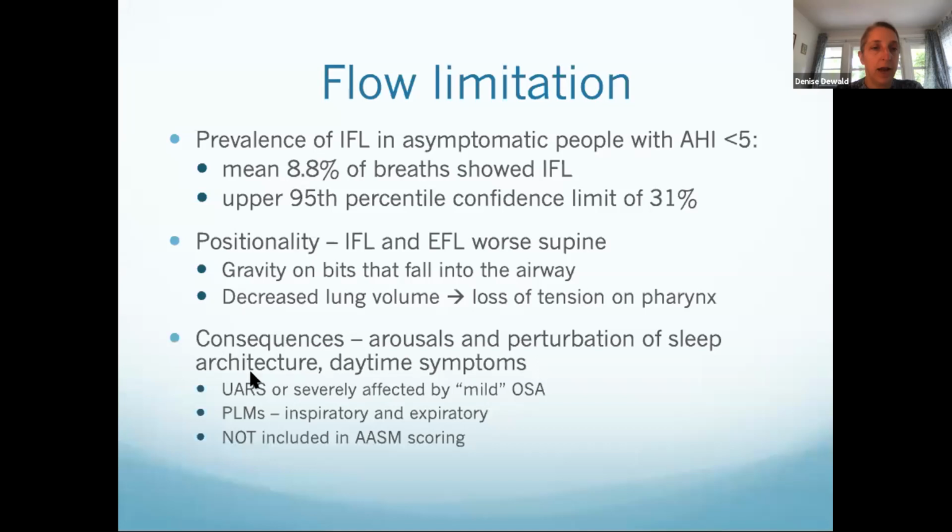All right. And now consequences of flow limitation: arousals, perturbation of sleep. So PLMs can occur as a result of inspiratory and expiratory flow limitation. You can have that leg movement, like in that sleep study I showed you, this so-called REM without atonia was because of his flow limitation. And this is not included in AASM scoring at this time.